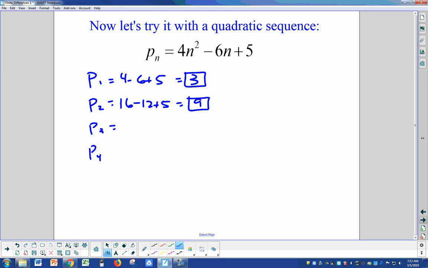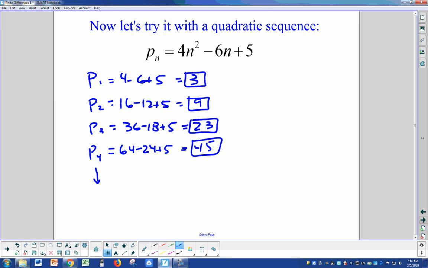And then let's go to the third one. If we go to 3 here, we've got 9 times 4, or 36, minus 18 plus 5, which turns out to be 23. I hope I did these right. It would be very helpful if I did. 16 times 4, 64, minus 24 plus 5. And in this case, this is going to be 45. Okay, now we have our first 4 terms in this sequence of numbers calculated out as P1 through P4. Obviously, we could continue down here if we wanted to.